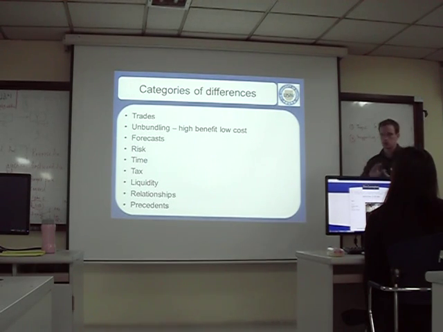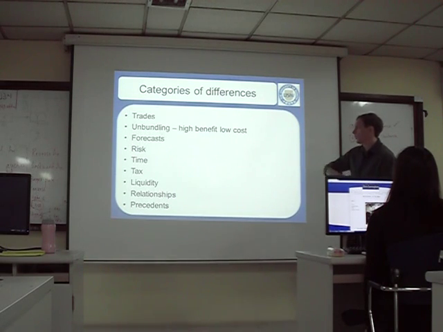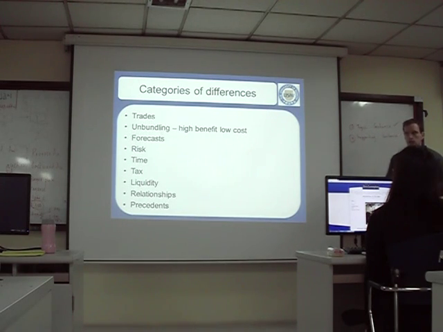So the simplest category is a trade. If you remember in the last class, we talked about the radio station needing new engineering equipment, and the engineering company needing advertising time. So they just trade. They have different things, so they just trade. The second one is unbundling, high benefit, low cost. We also already talked about this. We talked about Israel and Egypt. Unbundling means looking at your differences and seeing which one has a low cost for you but a high benefit for me. This one has a high benefit for me and a low cost for you.